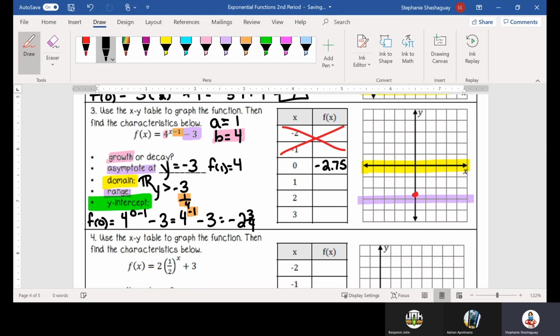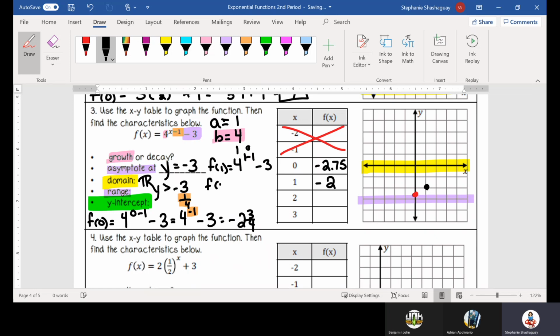And to do that, we're going to do 4 to the 1 minus 1 power minus 3. Well, 1 minus 1 is 0, and 4 to the 0 power is 1. So 1 minus 3 is going to equal -2. So at 1, I'm at -2.